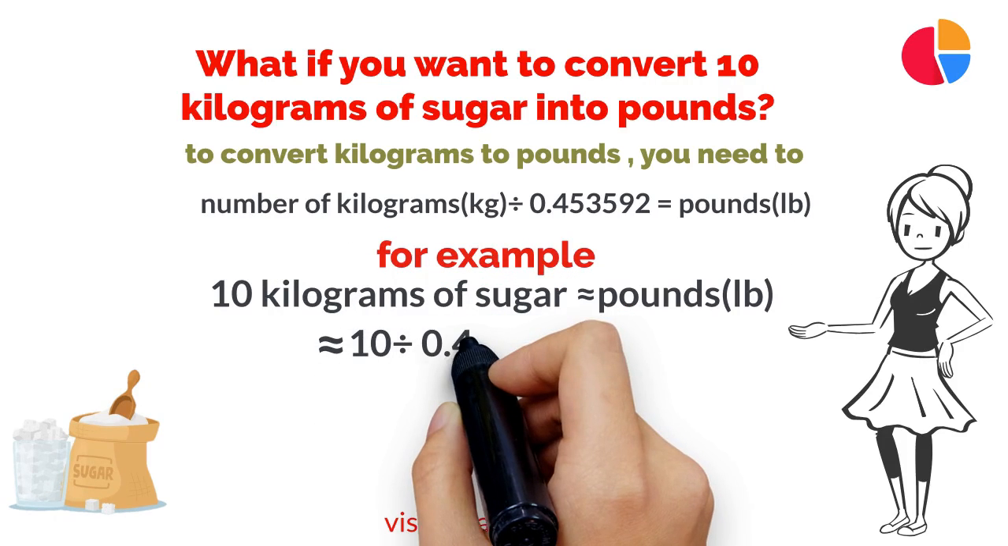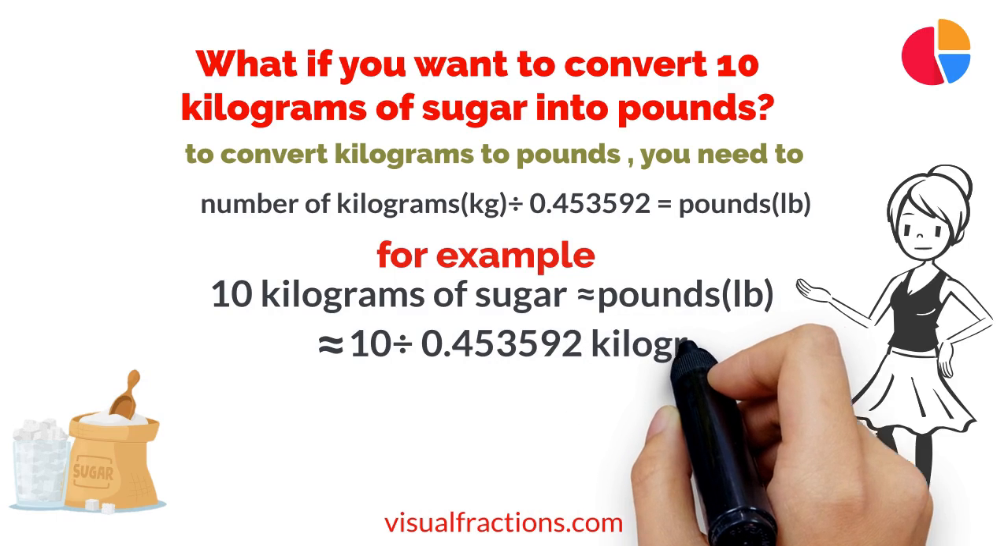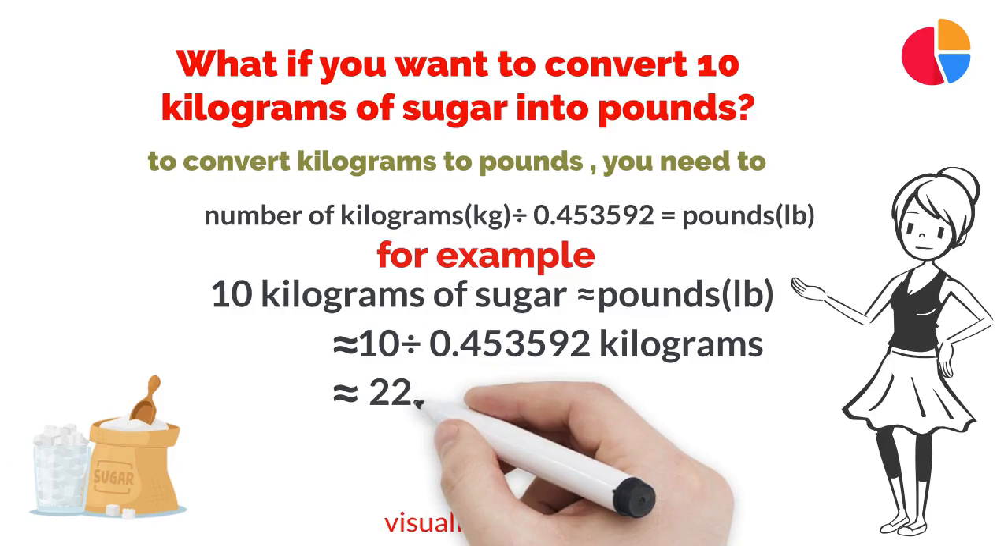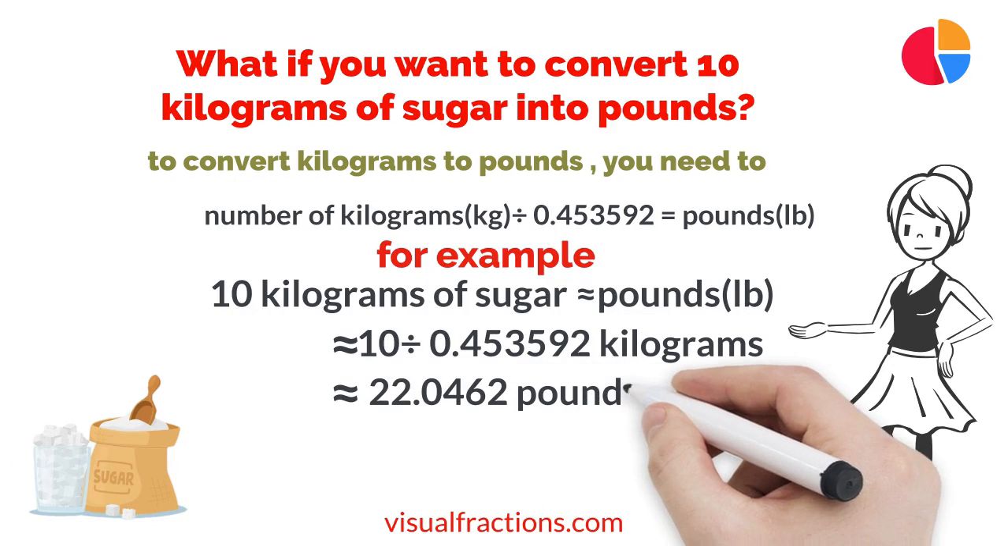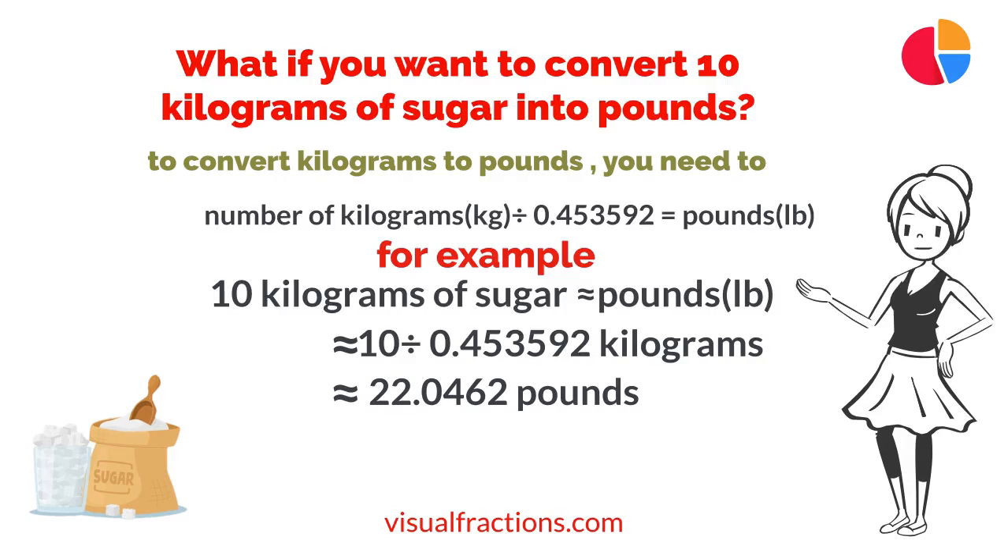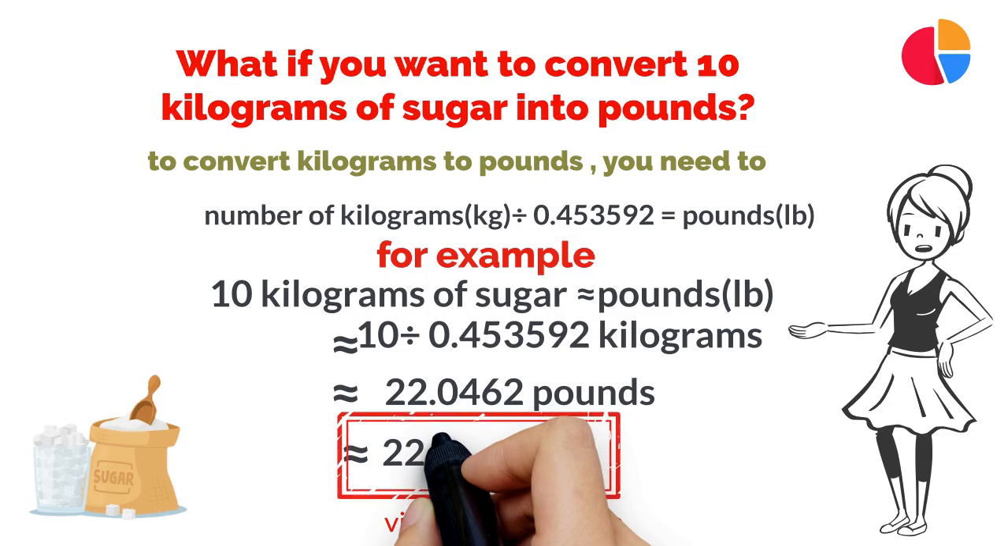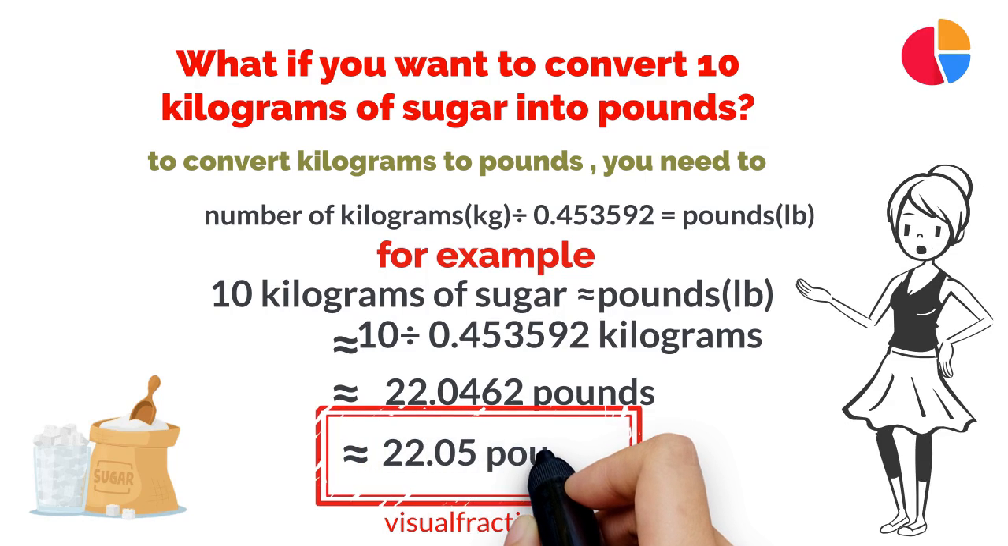Let's walk through an example of how to convert 10 kilograms of sugar to pounds. We start by dividing 10 by 0.453592. This gives us approximately 22.0462 pounds. Remember to round this number to the nearest hundredth, so our final answer is approximately 22.05 pounds.